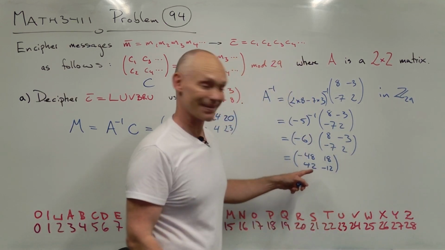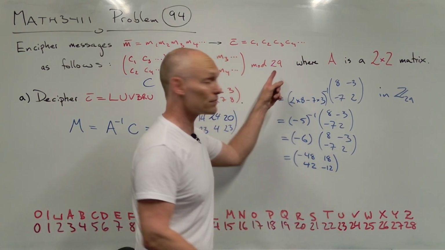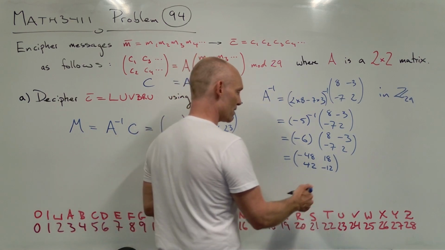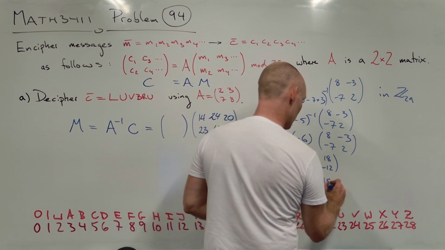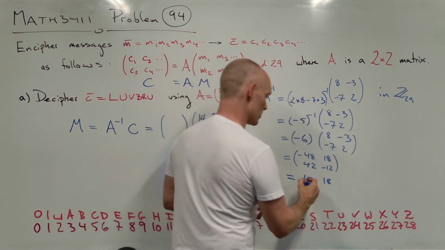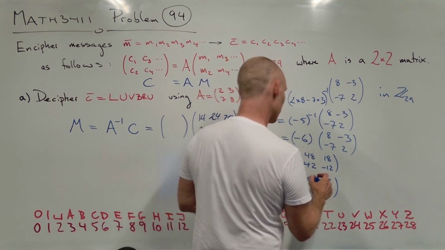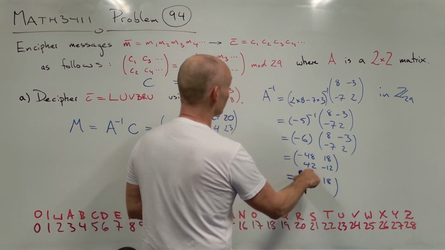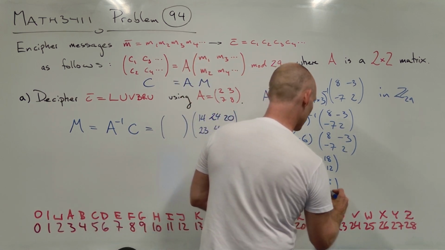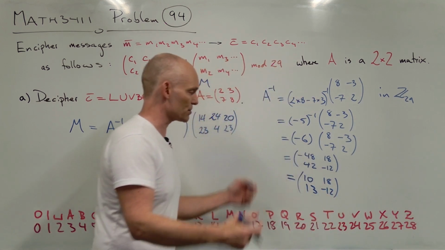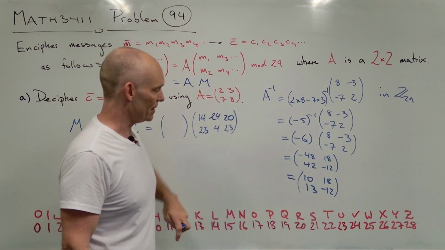And then I can tidy that 48 up a little bit by adding 2 lots of 29, for instance, 58. So that's equal to 10. And then I've got 18. I could reduce that a little bit if I wanted to, but what about 42? That makes a bit more sense to reduce. So here we have 13. And I'll just leave the minus 12. Why not? And there I have the inverse of A.